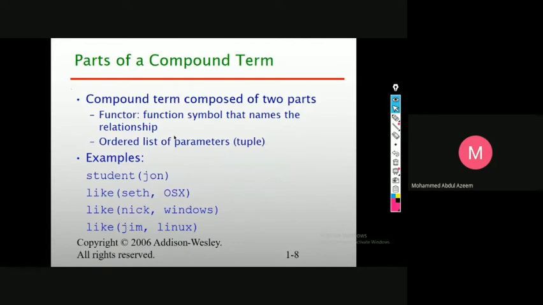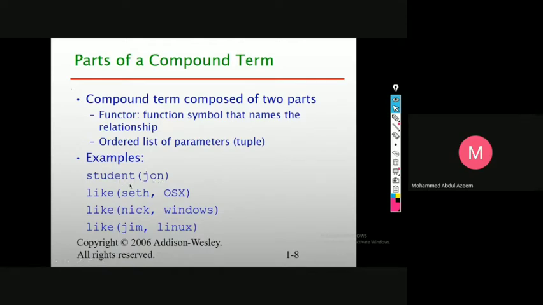A compound term is composed of two parts. One is the functor, and the other is the parameters. The functor is a function symbol that names the relation, together with an ordered list of parameters, which together represent an element of the relation. A compound term with a single parameter is a one-tuple. For example, student here is having a one-tuple.